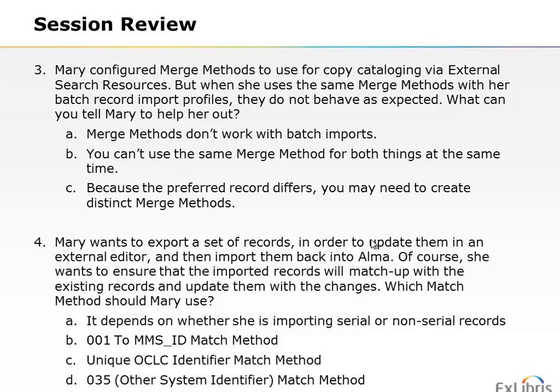Question number 3. Mary configured merge methods to use for copy cataloging via external search resources. But when she uses the same merge methods with her batch record import profiles, they do not behave as expected. What can you tell Mary to help her out? A. Merge methods don't work with batch imports. B. You can't use the same merge method for both things at the same time. Or C. Because the preferred record differs, you may need to create distinct merge methods.